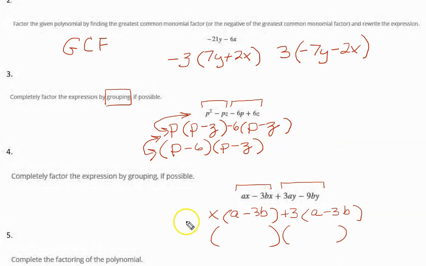So something like this, out of these first two terms, you can factor out the x, and you're left with a minus 3b. And as you look at this carefully, you can factor out a 3y, and you're left with a minus 3b. So now your binomials are common factors in each of these. So you take the x, put it here, plus 3y, and then your common factor is a minus 3b. You have factored a 4-term polynomial by grouping. Okay, again, if you have any questions.